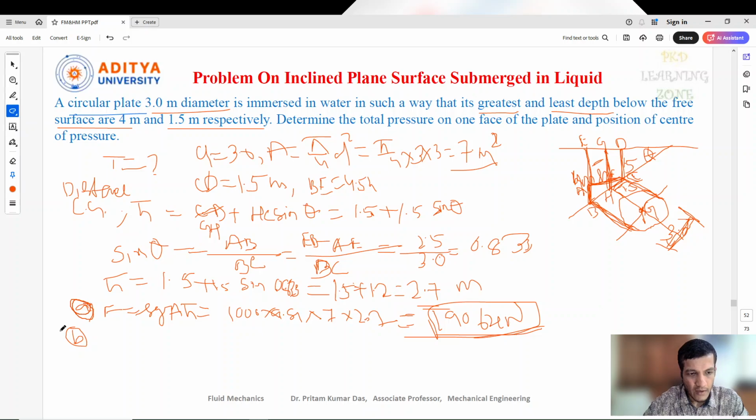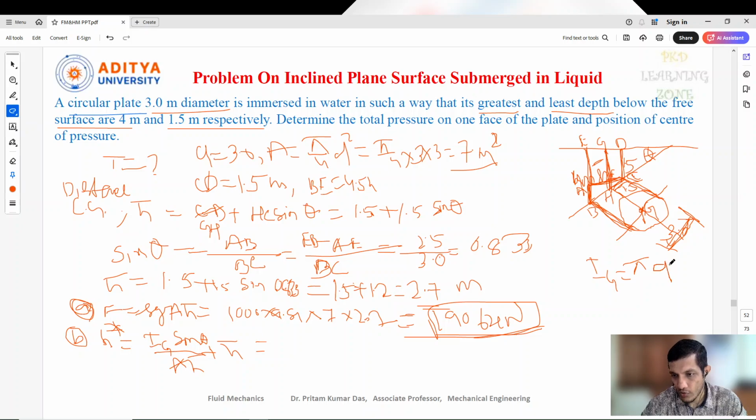Now similarly, the next point is we need to find out the position of the center of pressure, that is nothing but H star. So that we can calculate again with the same formula previously given: H star equal to Ig sin theta divided by A h bar, plus h bar. Now here everything we got except Ig. Okay, Ig you need to calculate here. Now Ig here, actually it is a circular lamina or circular plane, so Ig will be pi d to the power 4 by 64. So this will be the center Ig value.